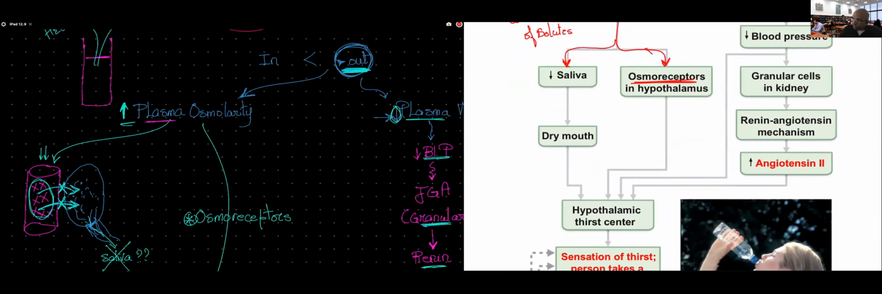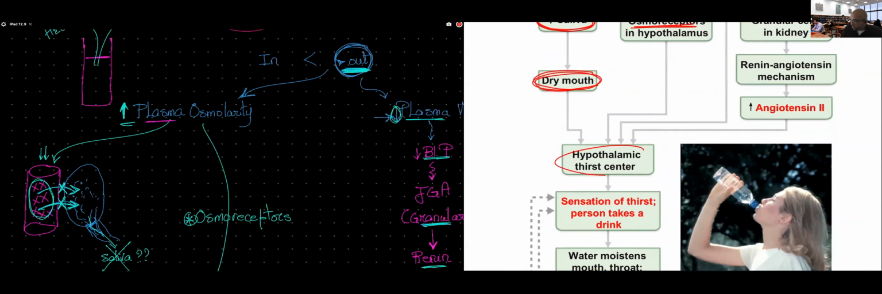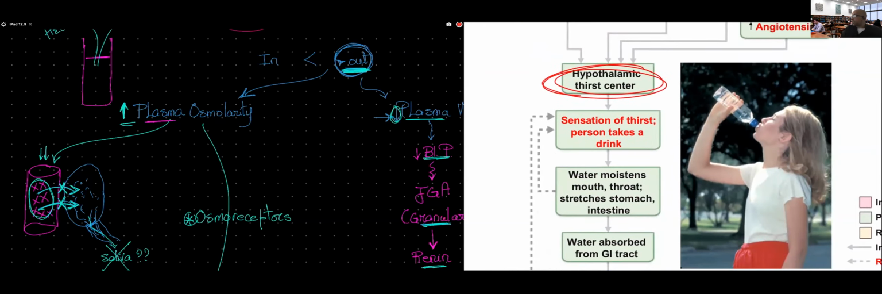I have an indirect effect on the hypothalamic thirst center that is caused by the increase in the plasma osmolarity. Again, when I have an increase in the plasma osmolarity, there will be a drop in the salivary gland secretions. This can result in dry mouth and the dry mouth is the one that activates the hypothalamic thirst center. Once the hypothalamic thirst center gets activated, this gives you a sensation of thirst, which will drive you to drink.